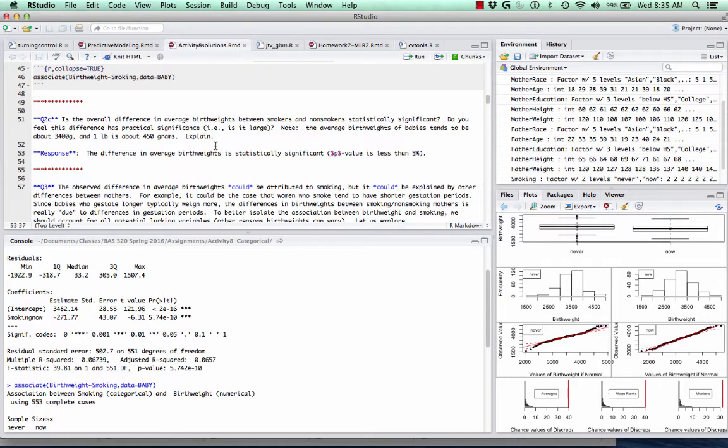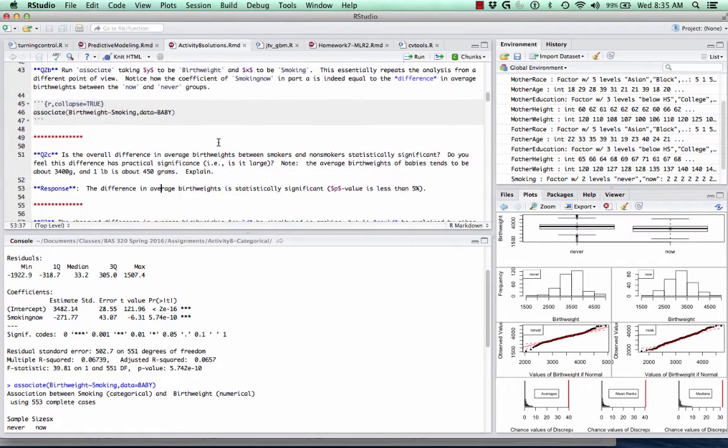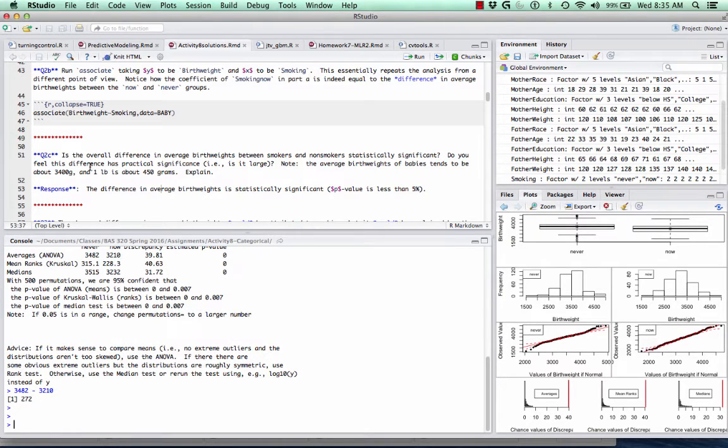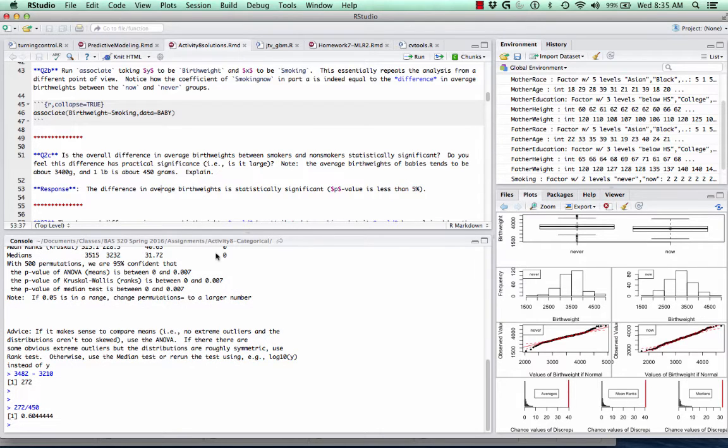Is this of any practical significance? Is this large or important or interesting? Well, let's just translate this difference into a context that we can really talk about here. We're not really on metrics, so we should convert this difference in average birth weights into pounds. We're seeing a difference in average birth weights of 272 grams, and we're given that 1 pound is about 450 grams. So 272 grams converted into pounds would be about 0.6 pounds. So the difference in averages is about 0.6 pounds.